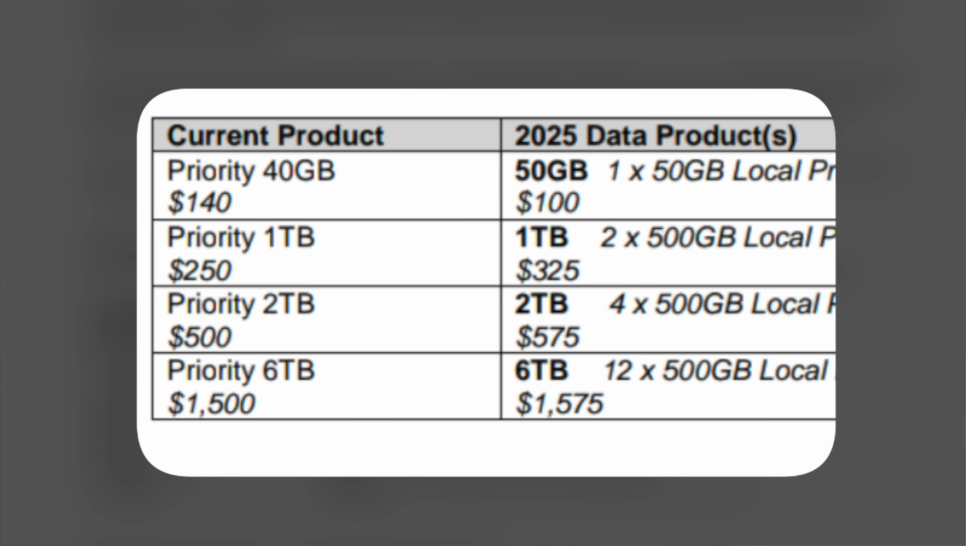So the price increase that you're going to see basically depends on how much data you were using before and how much of that was priority data versus the unlimited non-prioritized data. So let me just give you an example here. If you were on the Priority 2 terabyte plan before, that would cost you $500 per month. Your price is going to be increasing under this new Local Priority service plan to $575 per month. So a little bit of a price increase there, but not too bad on those higher data tiers.